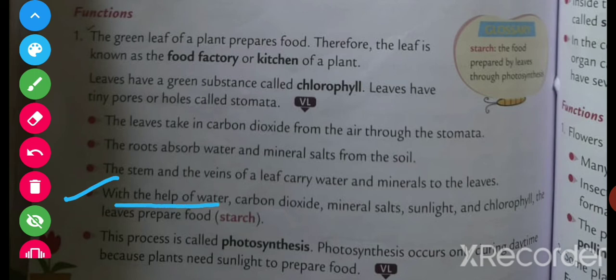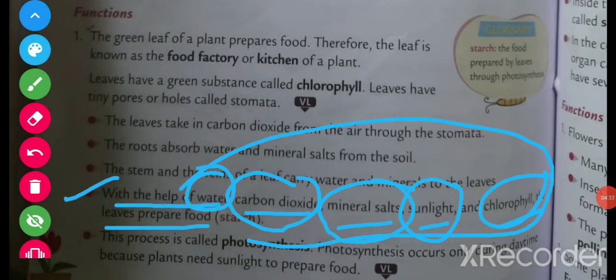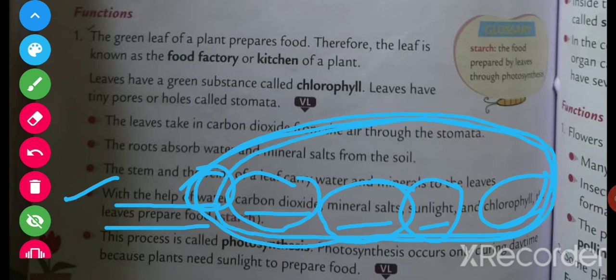With the help of water, carbon dioxide, mineral salt, sunlight and chlorophyll, the leaves prepare food. How do leaves prepare their food? How do plants prepare their own food? With the help of water, carbon dioxide, mineral salt, sunlight and chlorophyll. They help plants to prepare their food.